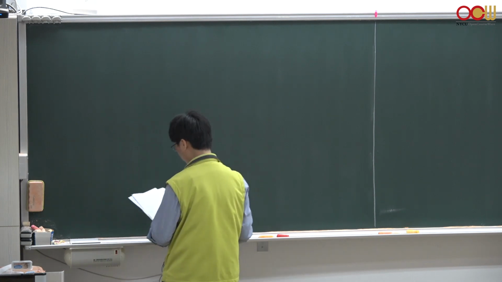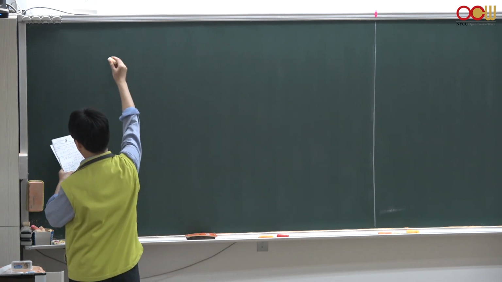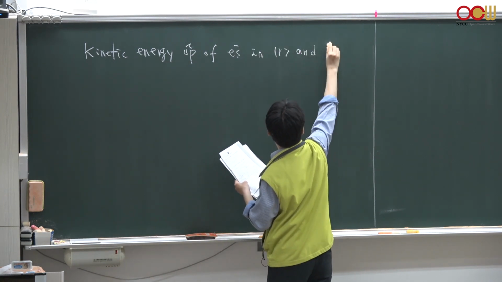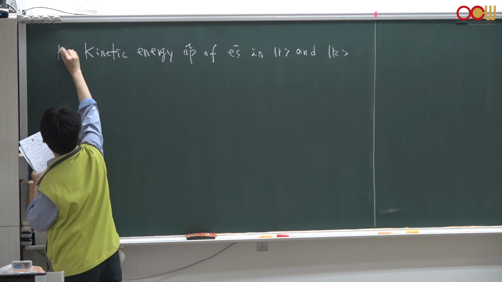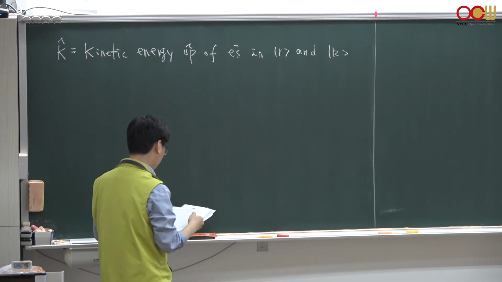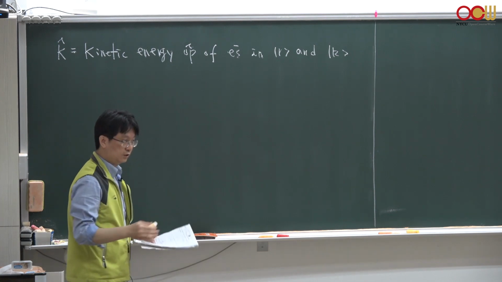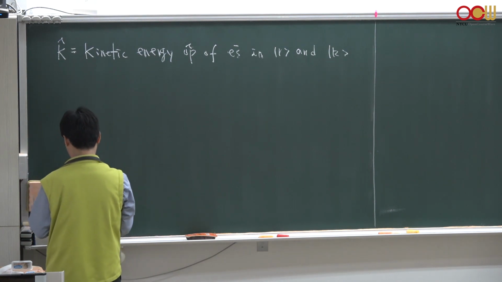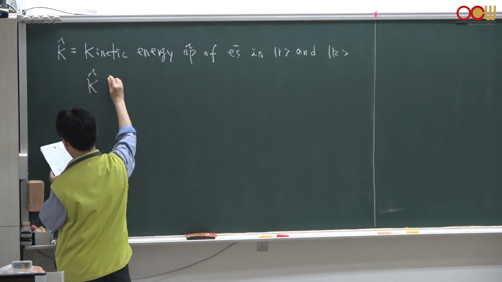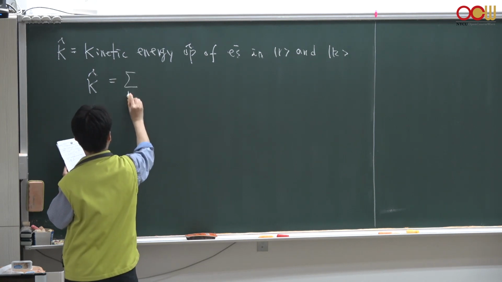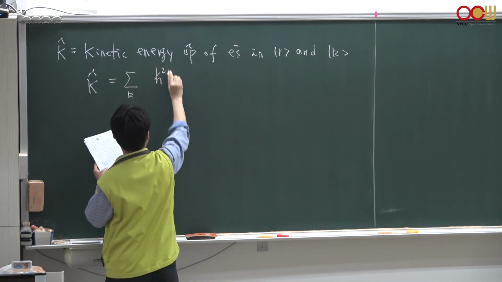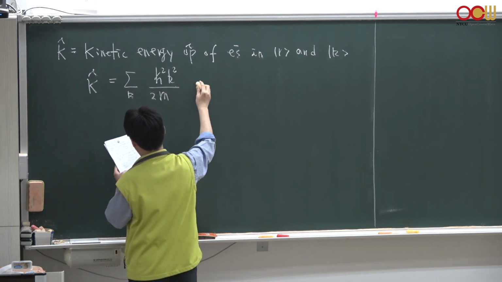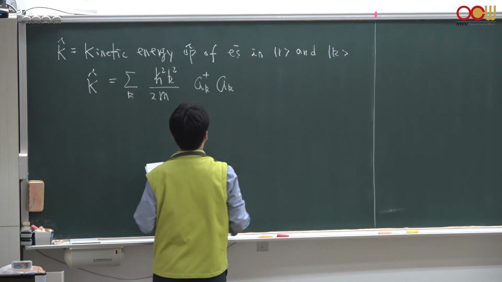So let's just continue. Let's link the kinetic energy of electrons in real space and in K space. And we call these K operators. So we know very well that the kinetic energy for a single electron in a many particle system is written in terms of the kinetic energy operator: sum over K, the kinetic energy per electron, and the occupation number for that electron.